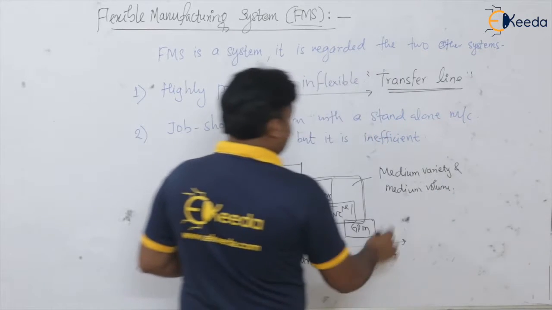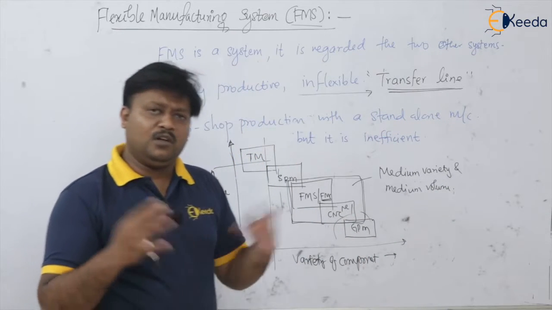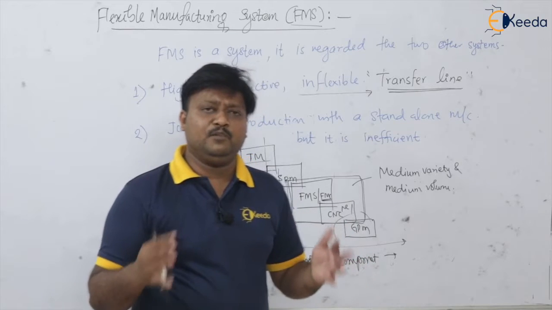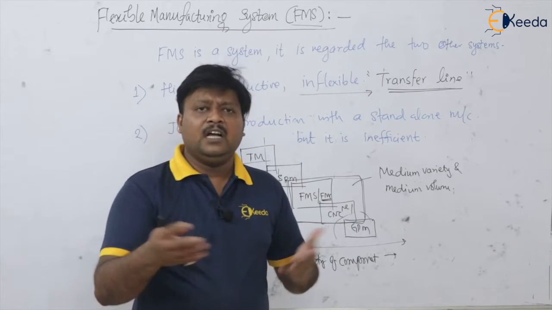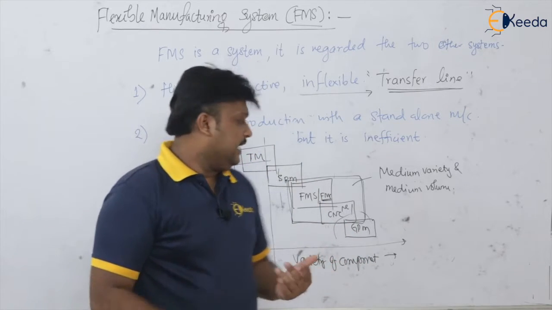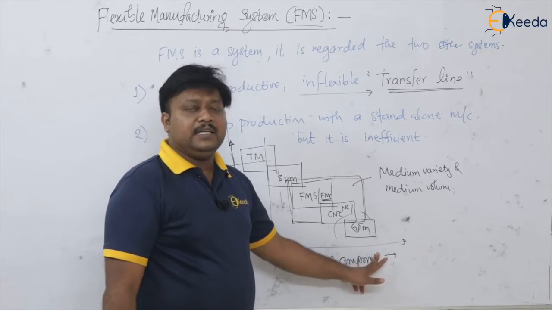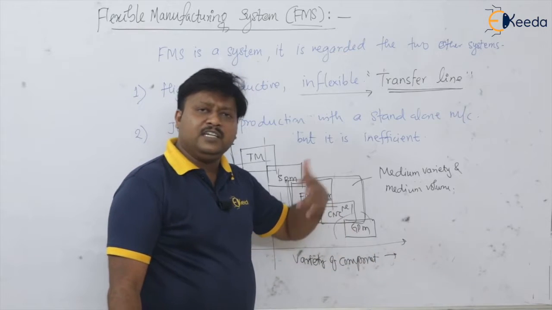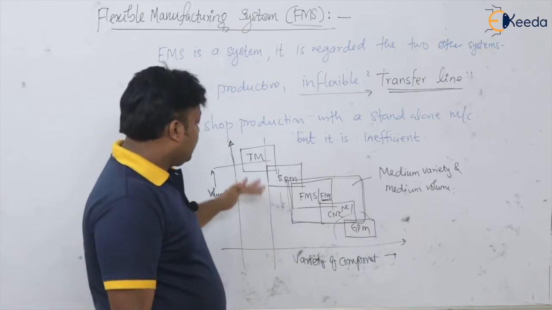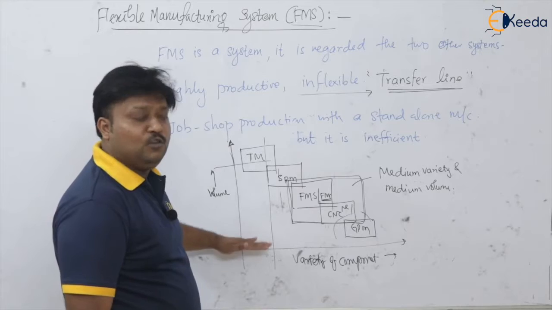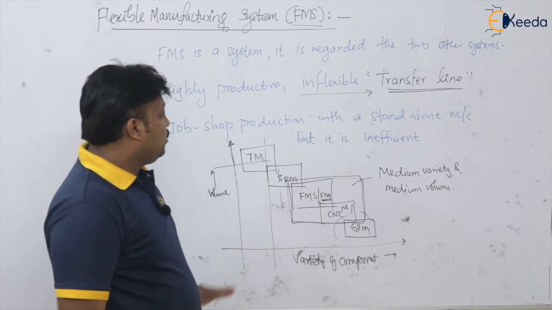And if you look at the general purpose machine, a number of components or parts can be manufactured, but in very low volume. Our lathe machine, milling machine, right? So these are the general purpose machines. We can get many different parts, different varieties, but in very low volume. So please remember that.